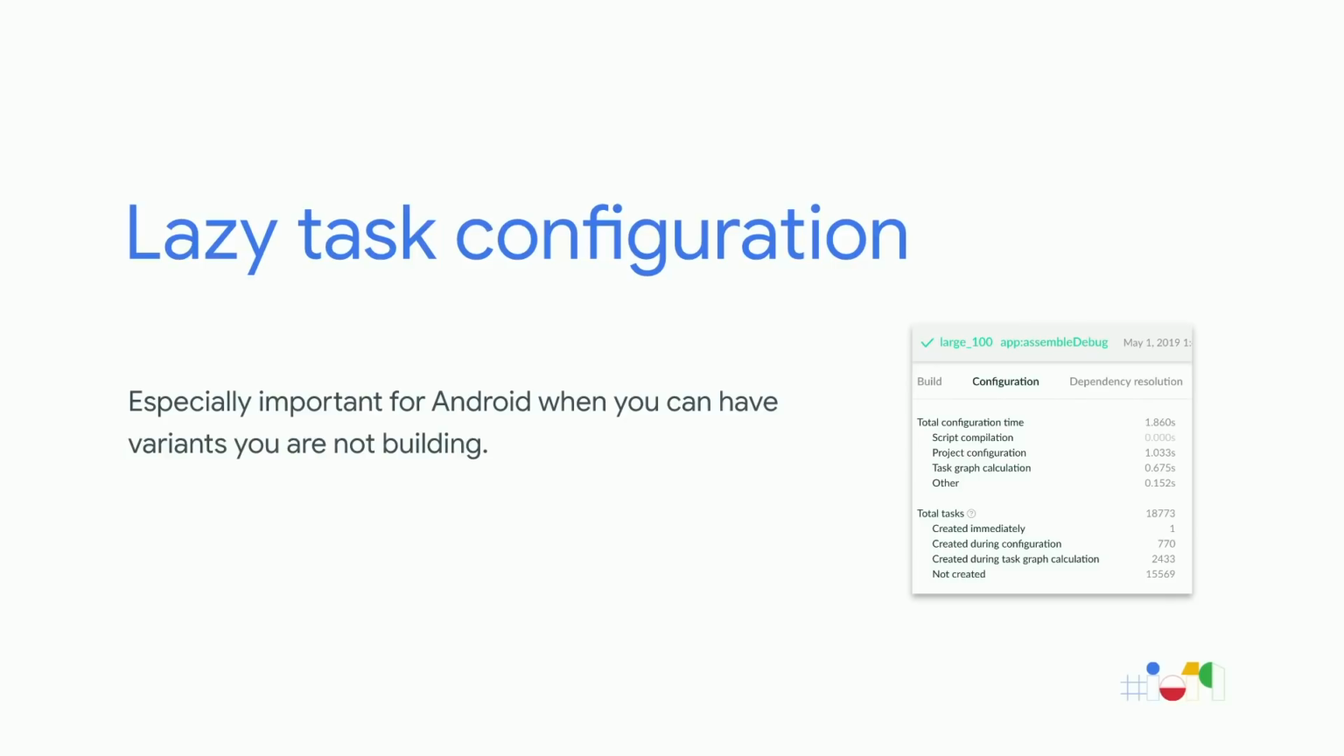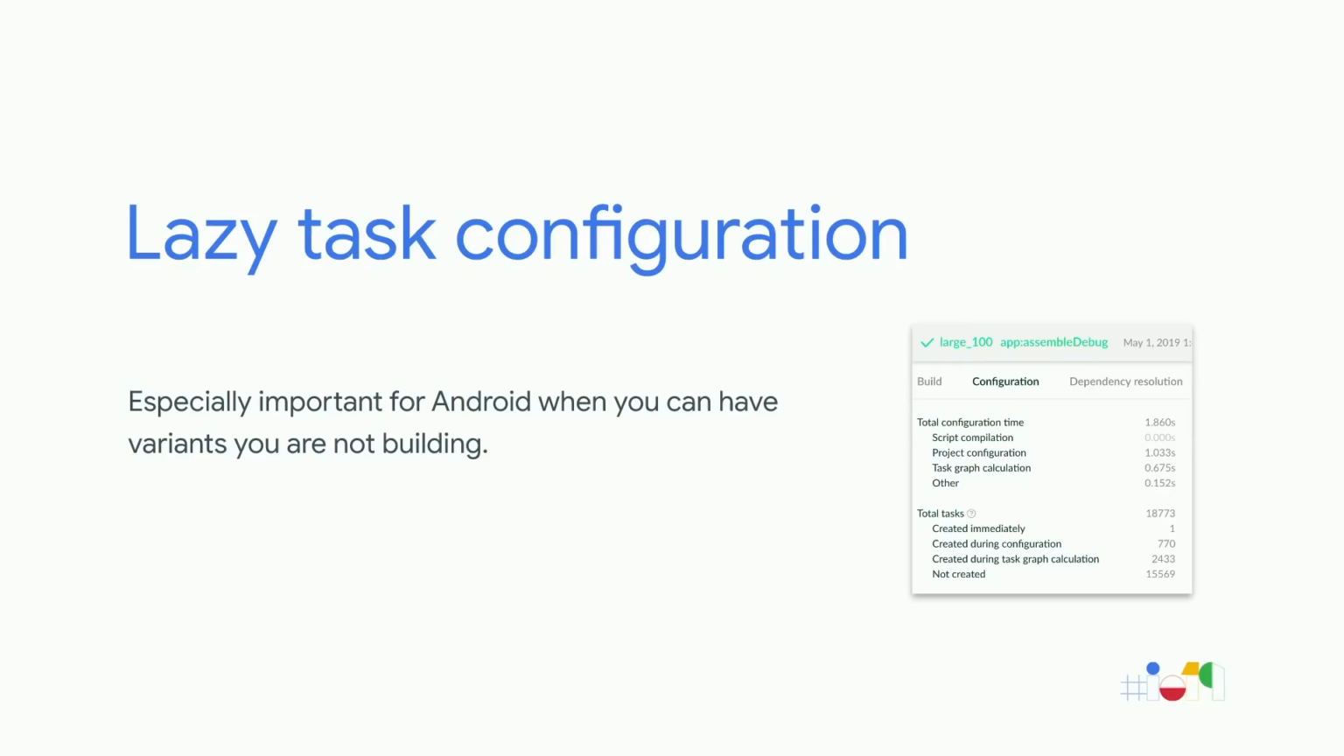So around configuration of tasks, I just showed you the task.register. And it's particularly important to use the lazy API. Because in Android, by default, you have 5 variants, right? For each module. You have debug, release, and then 3 test variants. So it creates a lot of tasks. Here in the example that I have, 100 modules, it's 19,000 tasks. You don't want to create and configure all of them. So we're already doing that.